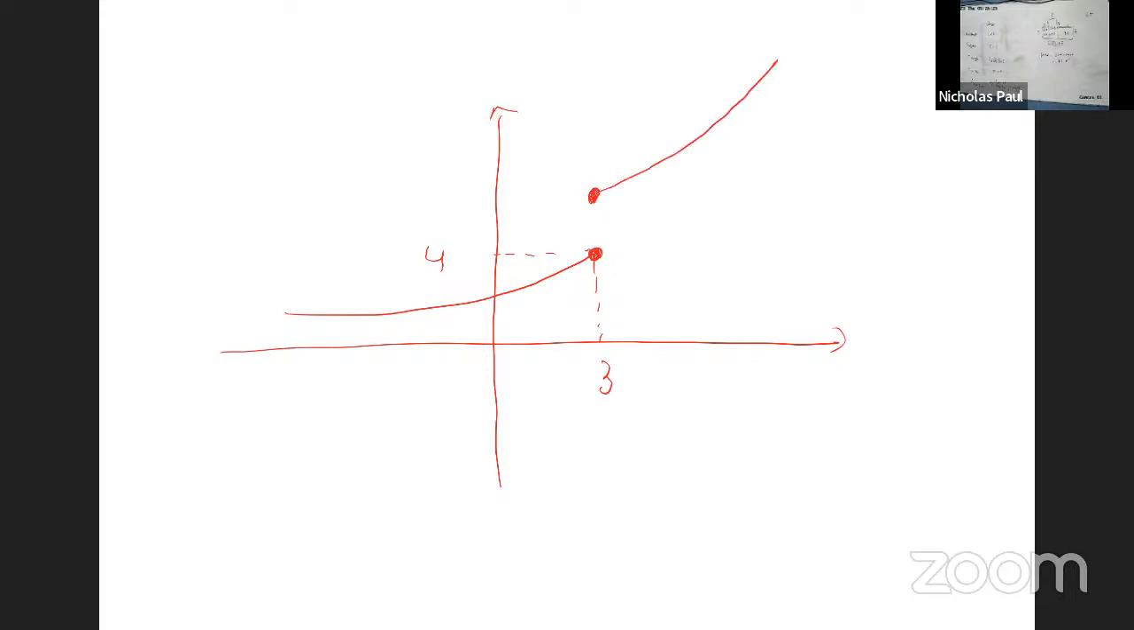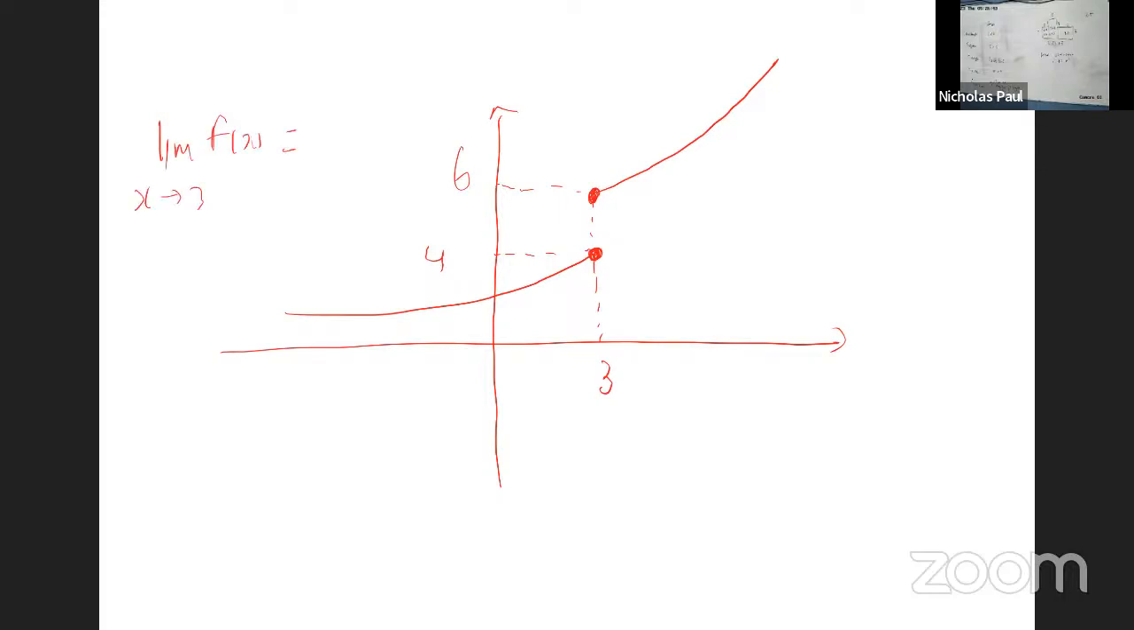Right? That function f of x. It's called a piecewise function. I'll explain that in a little while. But let's say I gave you a function like that. Let's see if we can find the limit of f of x as x approaches 3.